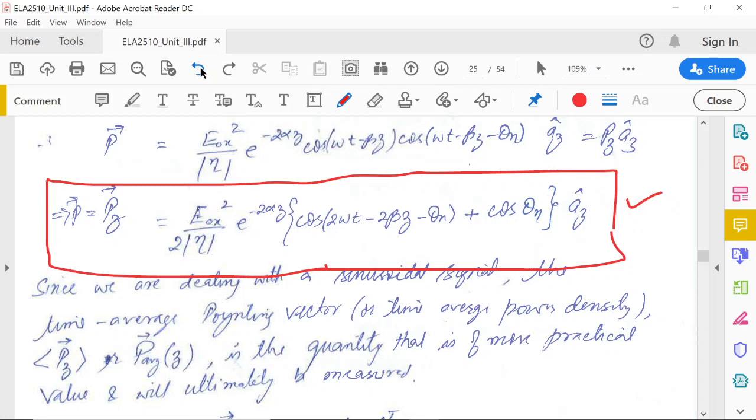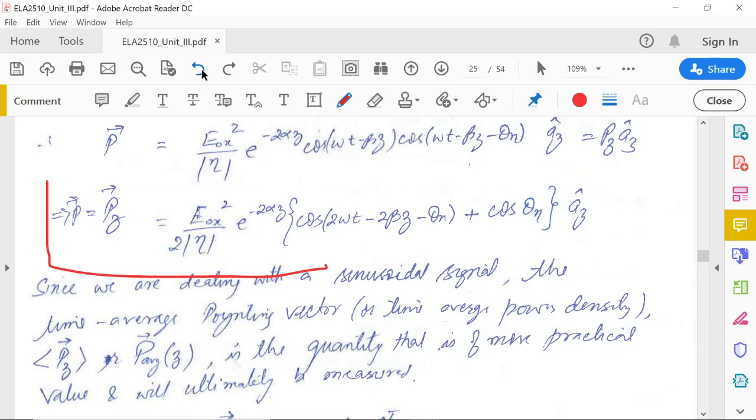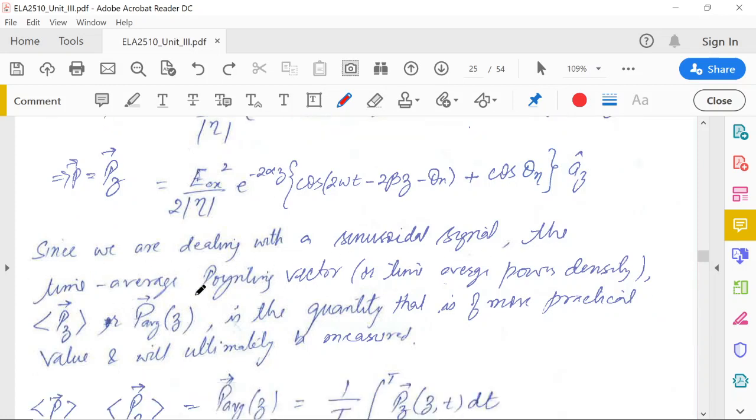Rather, we talk about the time average Poynting vector, which is more commonly used to find different values of power density. We want to find the power density at a particular point. So rather than this instantaneous power density, we talk about the time average. Since we are dealing with a sinusoidal signal, the time average Poynting vector, or time average power density, is a quantity of more practical value.